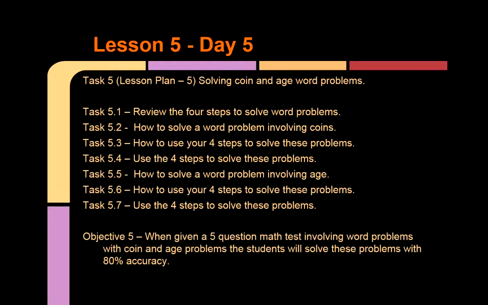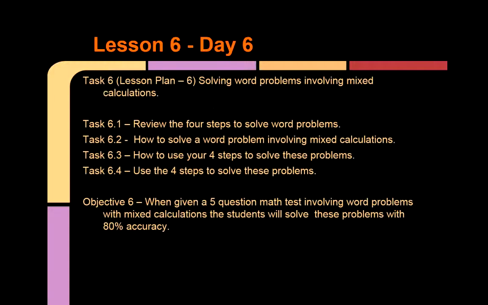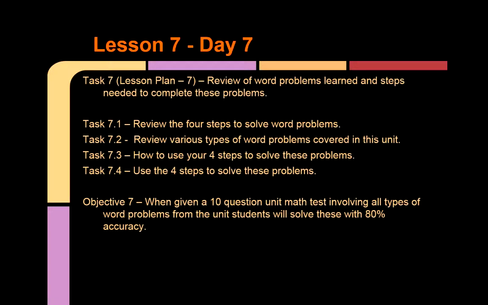Day 5 is coin and age word problems. This is the day that I actually have set up for during independent practice time. They will go to a website that will actually generate age word problems for them. So each student might have different word problems, which is kind of fun because, instead of just getting a worksheet, they can go to this web page and do these problems on their own. Day 6 is using mixed calculations. And then day 7, it's your final day.